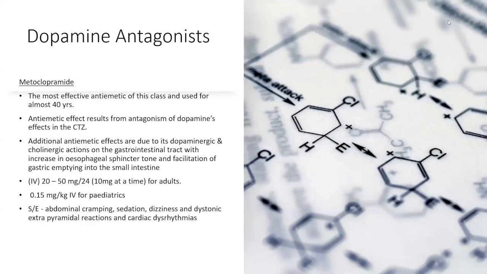Then our next drug is your dopamine antagonist, which is your metoclopramide. This has been the most effective antiemetic of its class and has been used for over 40 years. It's an antiemetic that results from antagonism of the dopamine effect in the chemoreceptor trigger zone. It does have additional effects: it also has cholinergic actions on the gastrointestinal tract, which increase your esophageal sphincter tone and also facilitate gastric emptying into the small intestines.